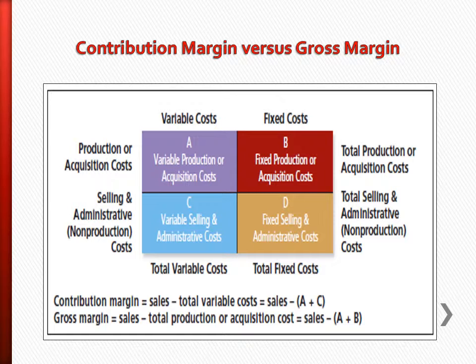From a variable costing perspective, we are concerned about identifying all variable costs, the production variable costs, and the selling administrative variable cost. It allows us to calculate the contribution margin, which is sales minus all those variable costs. And then separately, we identify fixed costs, fixed production costs, and fixed selling cost.